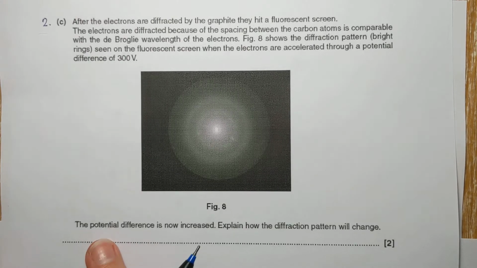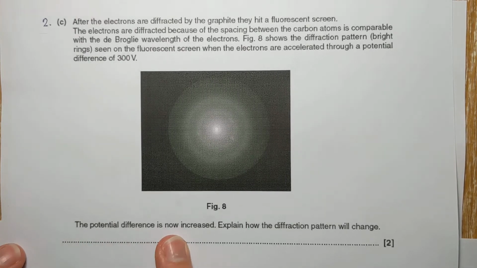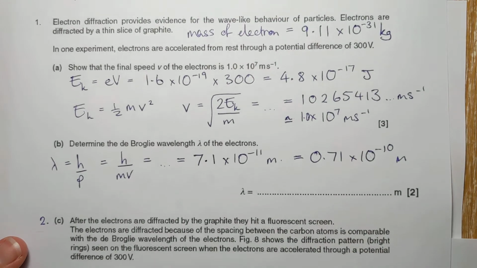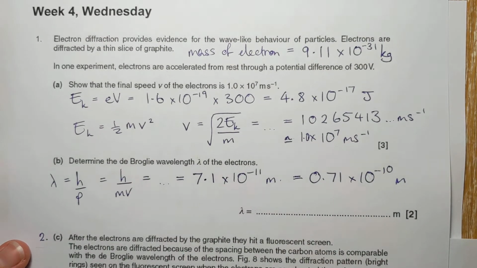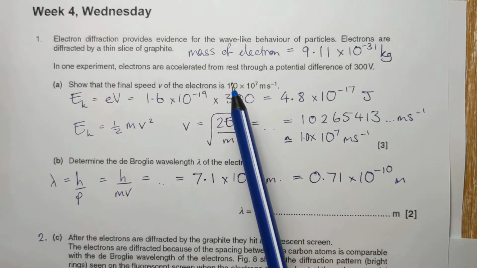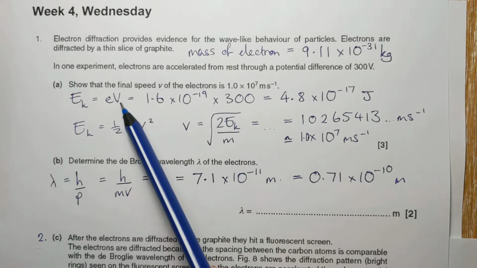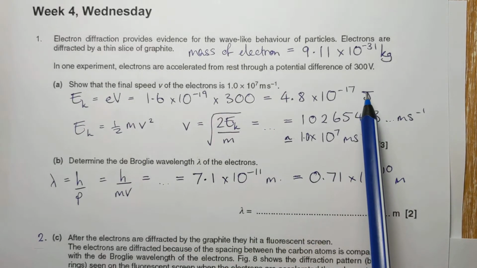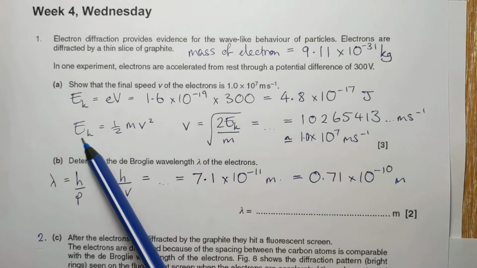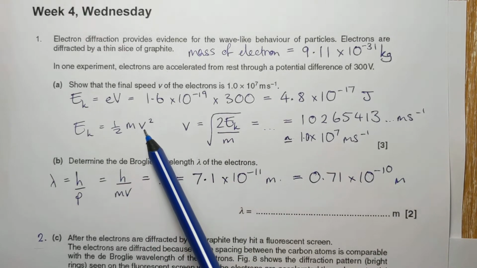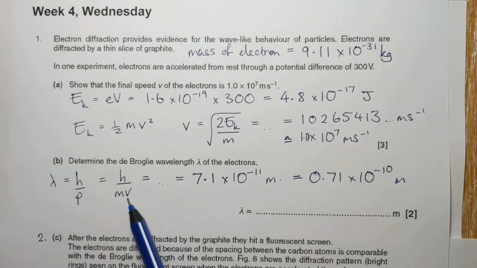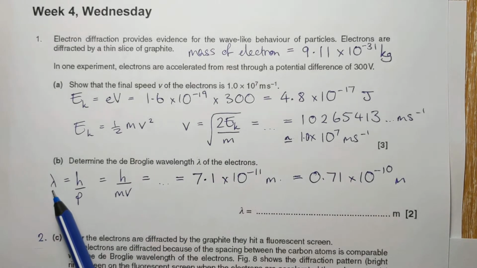Okay, so we're going to increase the potential difference. So we go back to our earlier calculations. This is all part of the same question. So if we had increased our potential difference, we'd have got a bigger kinetic energy. And if we'd got a bigger kinetic energy, we'd have got a bigger speed. And if we've got a bigger speed, we'd have got a smaller wavelength. And that's the first mark, for saying all of what we've just said there. In fact, any of what we've just said there.